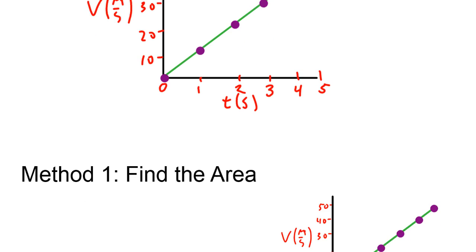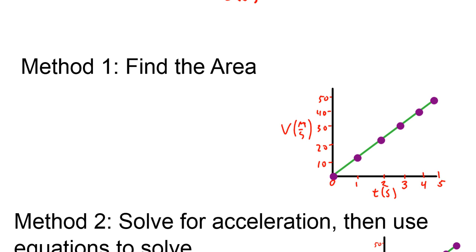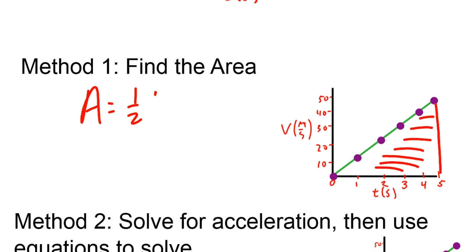So first way, we can find the area. One of the things we learned in class is the area underneath the velocity versus time graph represents the distance or displacement. Because this is a triangle, the area of a triangle is 1/2 base times height.